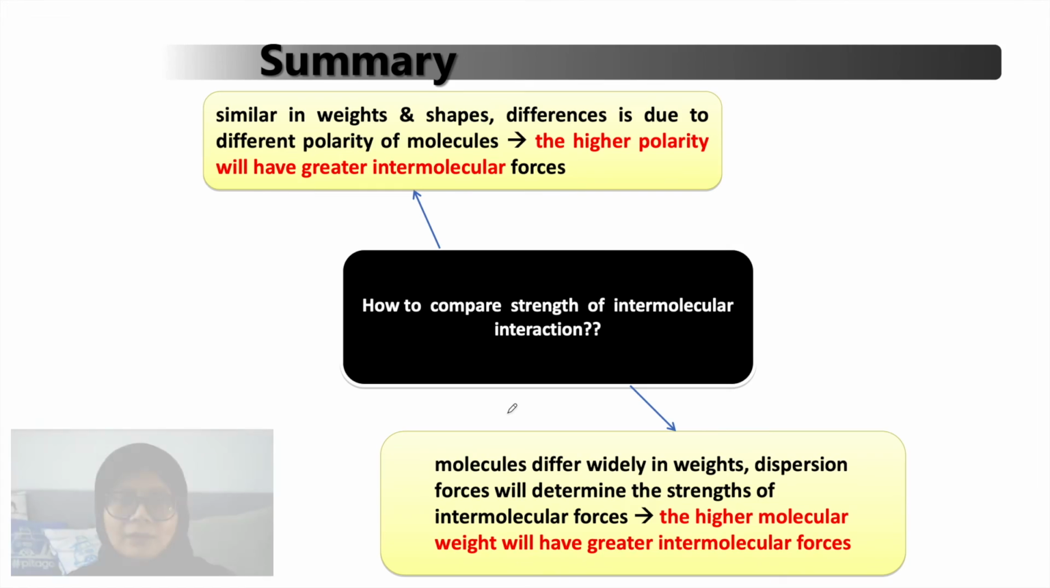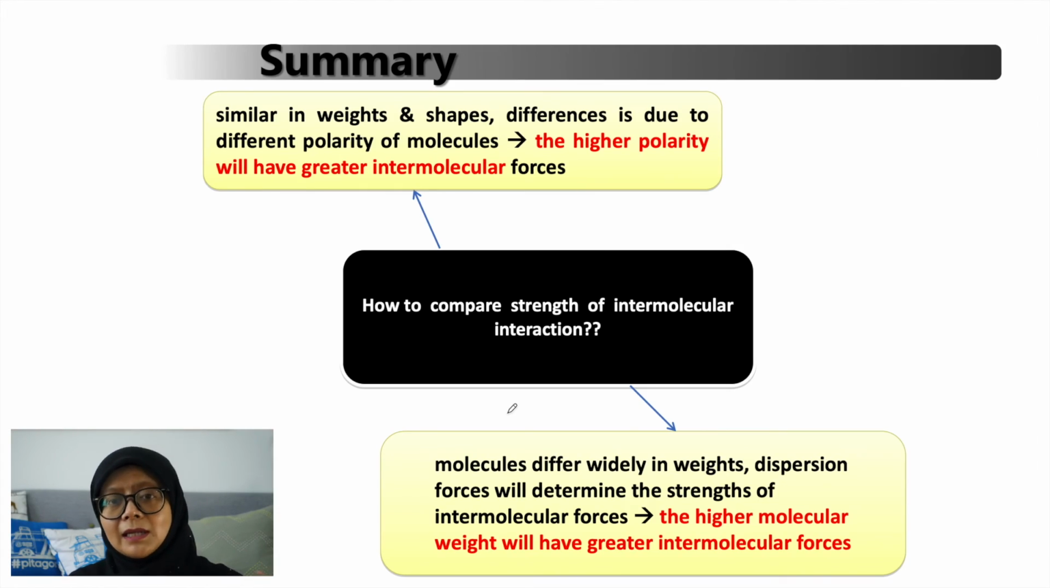How to compare the strength of intermolecular interaction? If we have similar weight and shapes, the differences are due to the different polarity of the molecules. So we need to determine the polarity, and the higher polarity will have greater intermolecular forces. Second, if the molecules differ widely in weight, dispersion forces will determine the strength of intermolecular forces, where the higher molecular weights will have higher intermolecular forces.